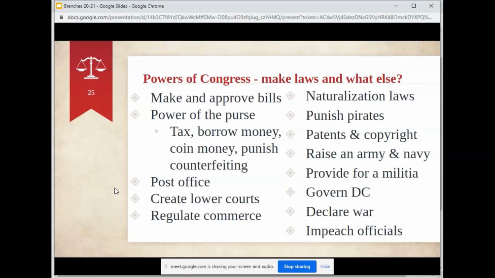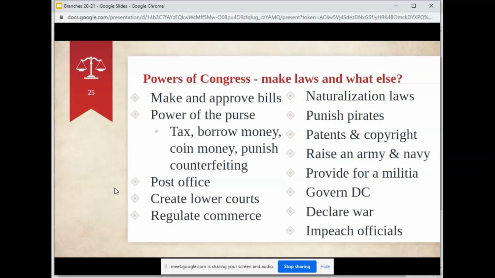We noticed one of the big words in our word cloud was money. They have the power of the purse. That includes other things that we saw in our word cloud, like taxing and coining money, punishing for counterfeiting, borrowing money. All of those things are explicit, enumerated, expressed powers. But we also know related to money, an implied power would be the power to create a national bank.